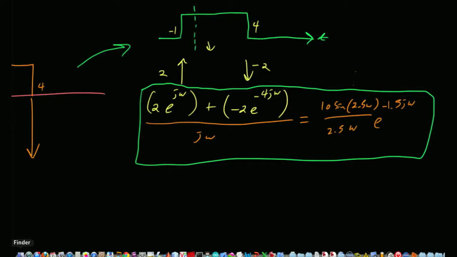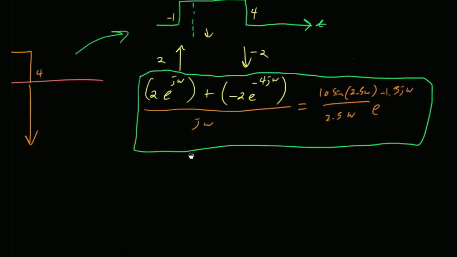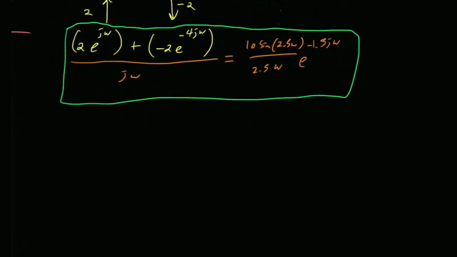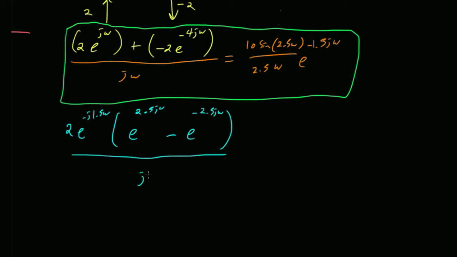What I would do, you got a 2. Out of each term, I'm going to factor e to the minus 1.5 j omega. So what does that leave me with? e to the 2.5 j omega minus e to the minus j 2.5 omega, all over j omega. What's that term? This is 2j sine 2.5 omega. Do we need j omega squared?